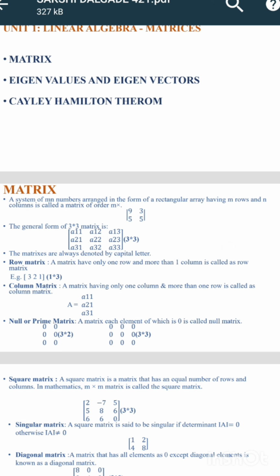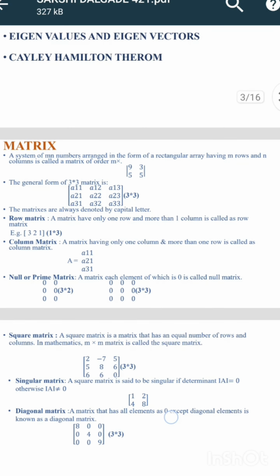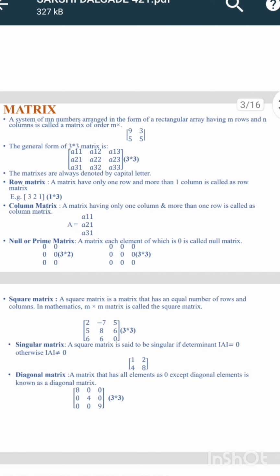What is a matrix? A system of m into n numbers arranged in the form of a rectangular array having m rows and n columns is called a matrix of order m into n. Example: rows 9 5, 3 5. The general form of a 3 into 3 matrix is row 1 A11, A21, A31, row 2 A12, A22, A32, row 3 A13, A23, A33, a 3 into 3 matrix. Matrices are always denoted by capital letters.